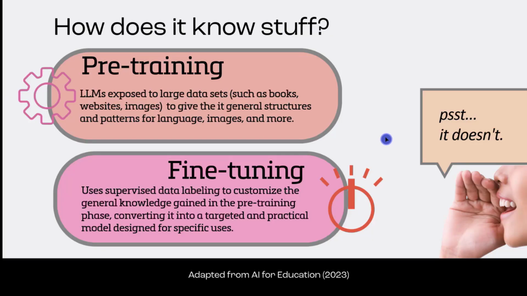And this uses human oversight, so supervised data labeling, which customizes that general knowledge that was gained through the pre-training, and it converts it into a targeted and practical model designed for specific uses. So you have tools out there that are very general, generic sorts of chatbots like Copilot and ChatGPT and Claude, and we'll talk about how we can use some of those.